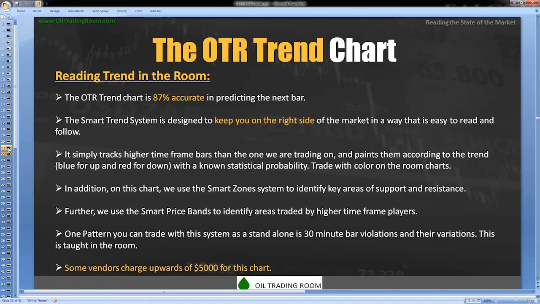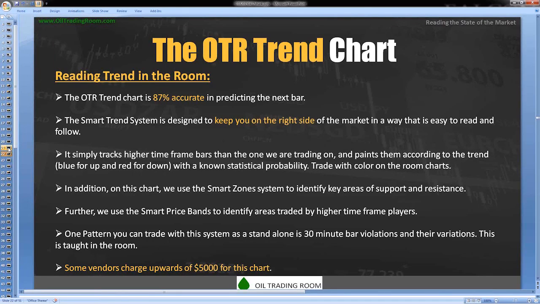In addition, on this chart, we used the SMART zone system to identify key areas of support and resistance. It's just a simple system of supply and demand reading. Further, we use SMART price bands to identify areas used by higher time frame players. Well, I think we'll see that on the chart in a second. One pattern you can trade with this system as a standalone is what I call a 30-minute bar violation and their variations. This is taught in the room.